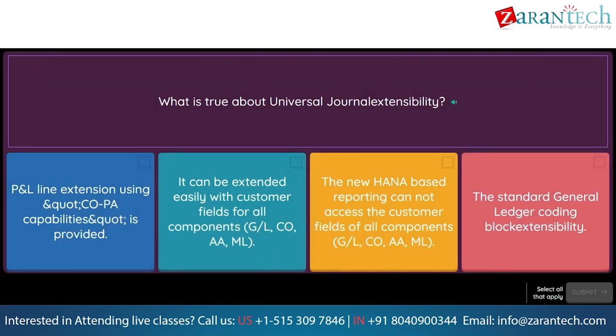Question, what is true about universal journal extensibility? Option 1, PNL line extension using "COPA capabilities" is provided. Option 2, it can be extended easily with customer fields for all components, G/L, Co, A, ML. Option 3, the new HANA-based reporting cannot access the customer fields of all components, G/L, Co, A, ML. Option 4, the standard general ledger coding block extensibility.